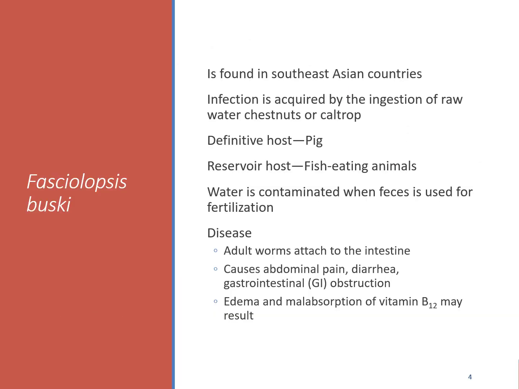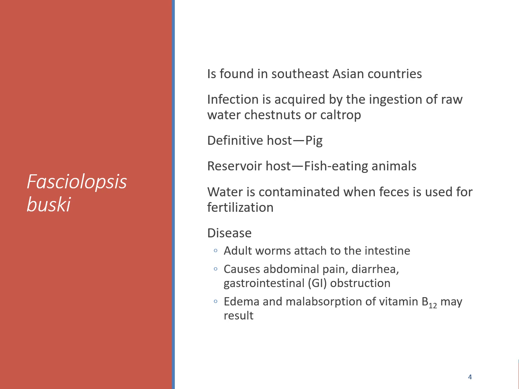Fasciolopsis buski is found in the southeastern Asian countries, and this infection comes after ingestion of raw water chestnuts. The definitive host is pigs, and the reservoir host would be fish-eating mammals. It could contaminate the water supply when feces is used for fertilization.